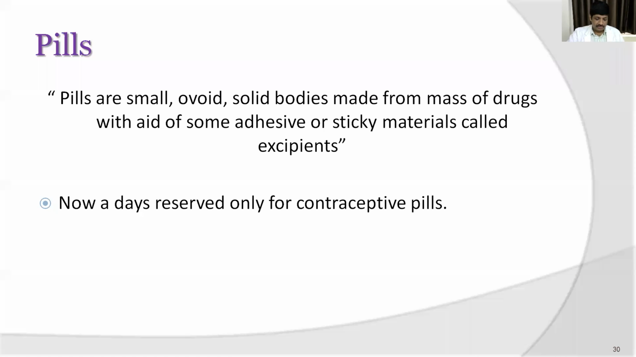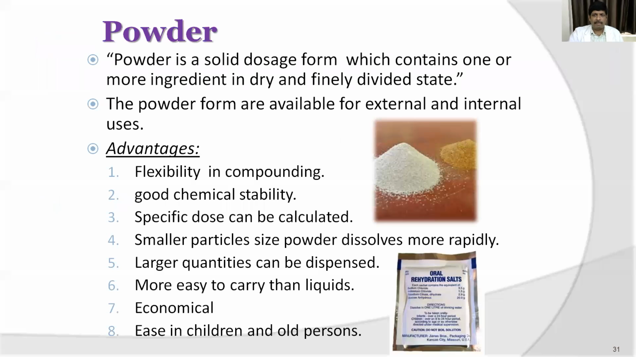Then we have pills. Pills are small, ovoid, solid bodies made from a mass of drugs with the aid of some adhesive or sticky material called excipients. Now the contraceptive pills come under this type of dosage form. Then we have powder. Powders generally are not taken as powder itself because of the choking hazard.